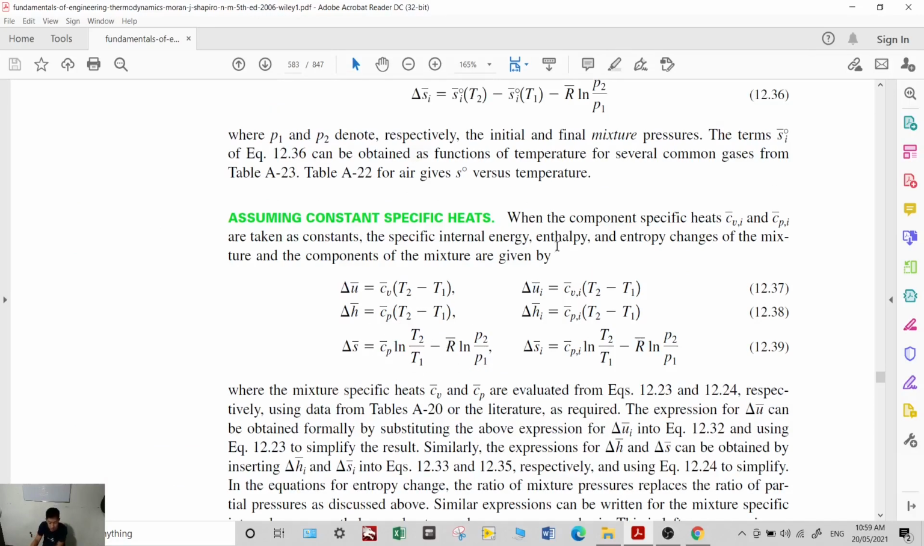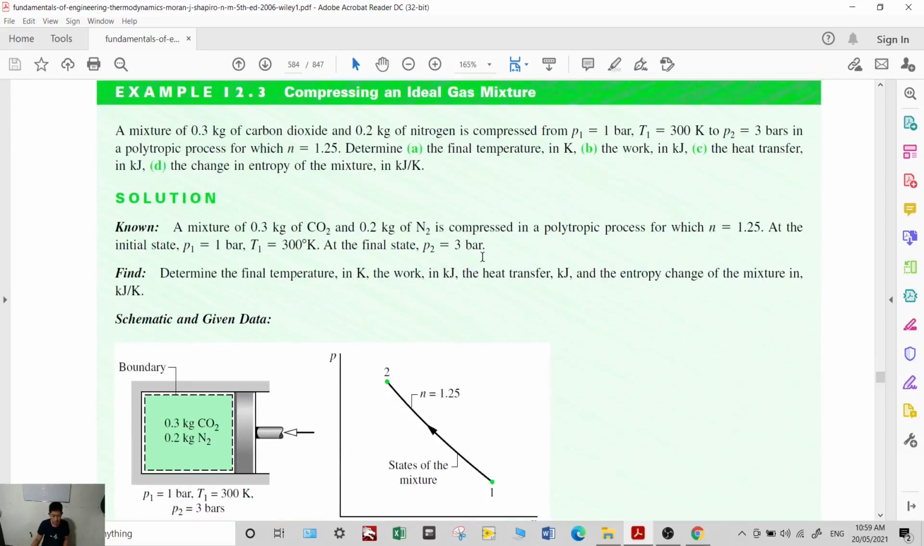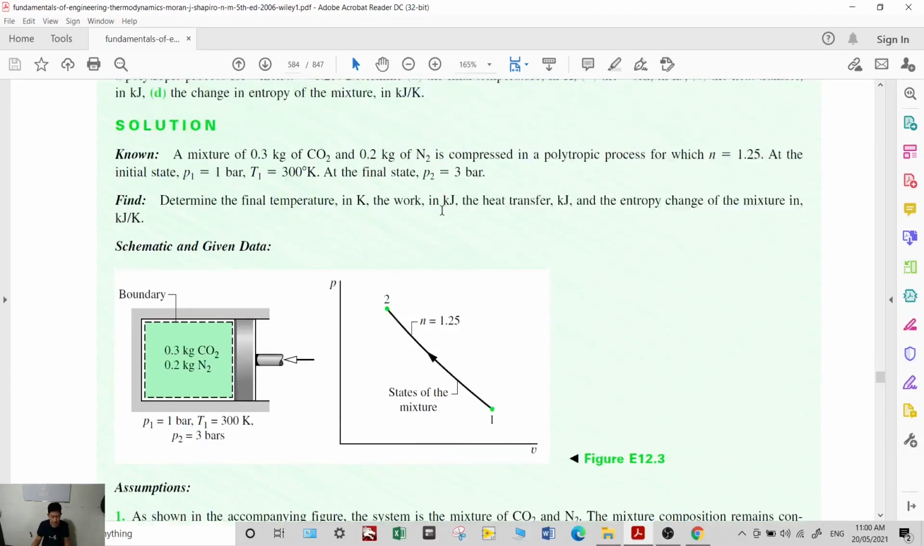So, you can also use this one if the specific heat is constant. Okay, so let's have this example: compressing of an ideal gas mixture. A mixture of 0.3 kilogram carbon dioxide, so this is per mass basis, gravimetric analysis, and 0.2 kilogram of nitrogen is compressed from 1 bar and temperature of 300 Kelvin to pressure of 3 bars in a polytropic process, for which the exponent n is 1.25. Determine the final temperature in Kelvin, the work in kilojoule, the heat transfer in kilojoule, the change in entropy of the mixture in kilojoule per Kelvin.